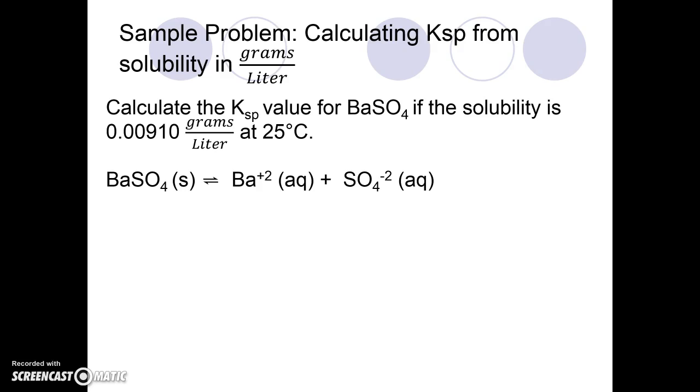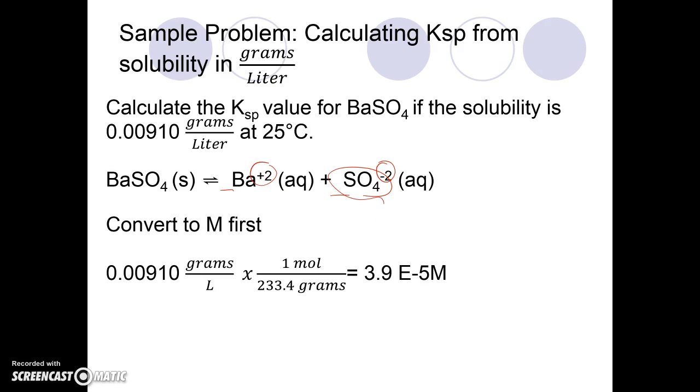So you're going to write the equation out just to make sure there's no coefficients, that the charges don't lend themselves to coefficients. Polyatomic ions stay covalently bonded to each other. You convert to moles. So you're given your concentration in grams per liter. You multiply that by moles over grams to get grams to cancel out, and you'll be left with units of moles per liter, which is this capital M. That's moles per liter. This 233.4 grams comes from the molecular weight of barium plus sulfur plus 4 oxygens. Add that up, it's 233.4.